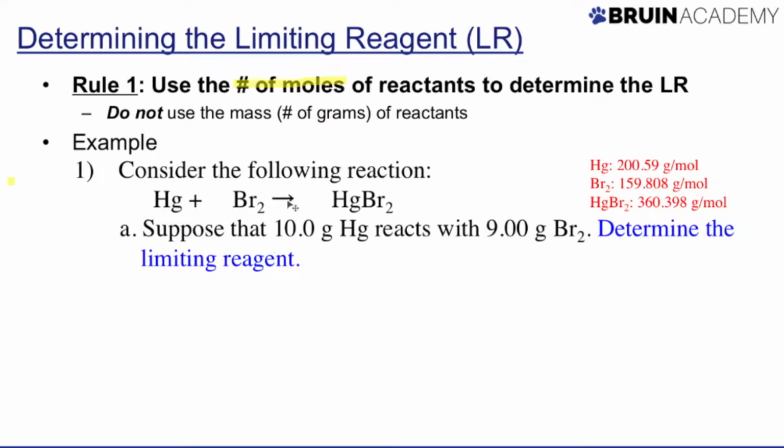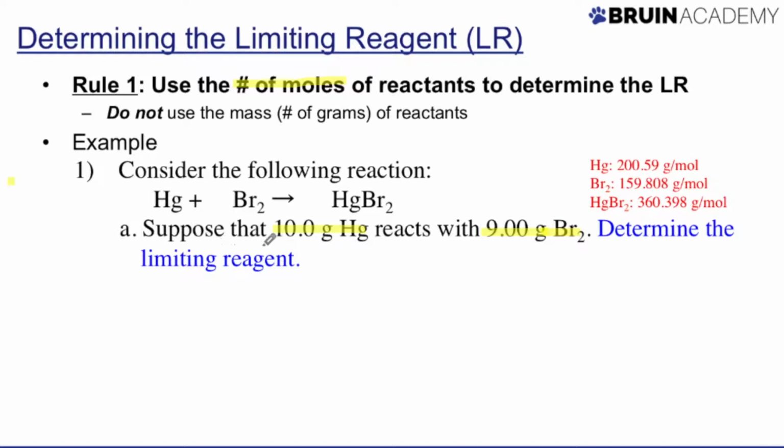It says here, consider the following reaction. Hg plus Br2 makes HgBr2. They give us the molar masses of all of these. Usually you'll have to calculate this on the test. For the sake of convenience, I'm giving it to you here. They say, suppose that 10 grams of Hg reacts with 9 grams of Br2. Determine the limiting reagent, okay?